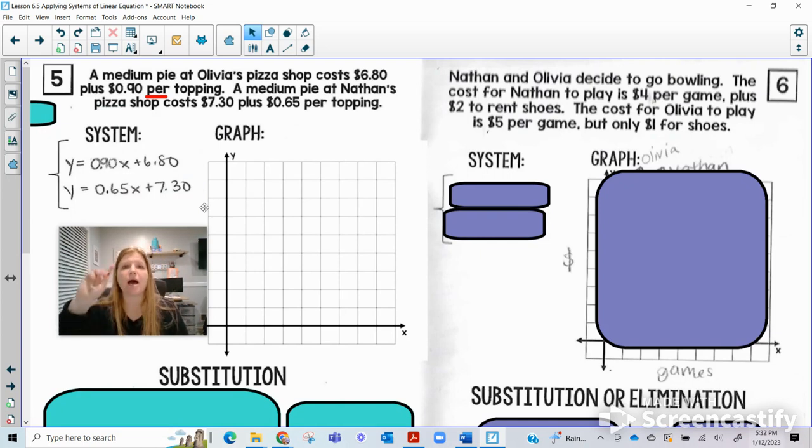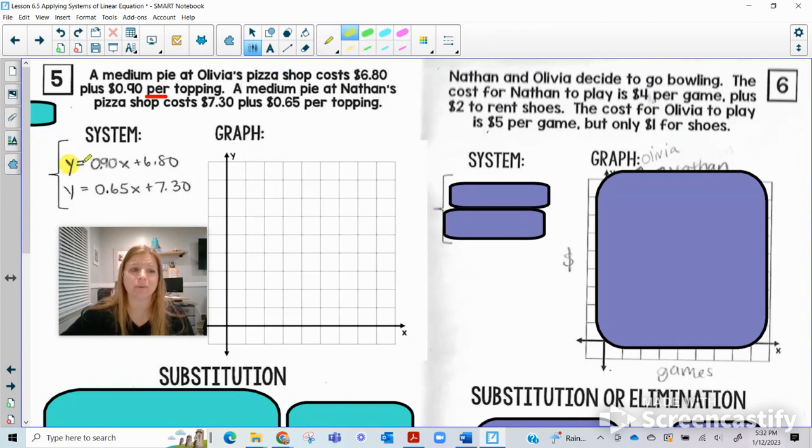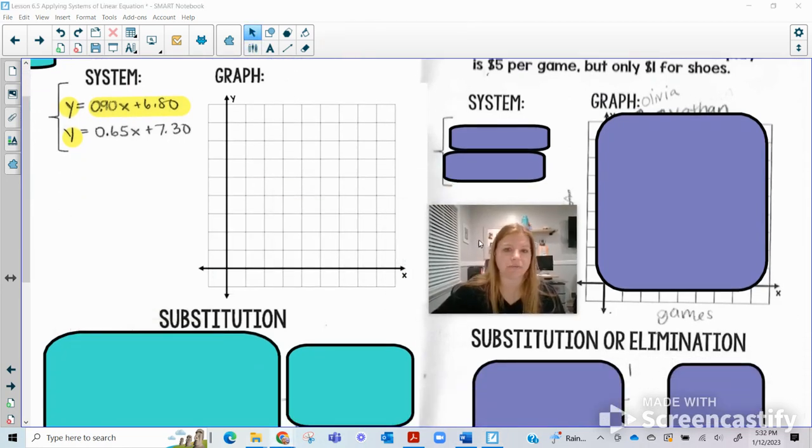Don't tell anybody, it's a little obnoxious to graph. It's not impossible, but you know what? Let's just do substitution instead, considering that these two equations are already y equals. Since y is equal to 0.90x plus 680, that means where I see y in my other equation, I'm going to just plug all of that in for y. Substitution will be the easiest way for us to solve it.